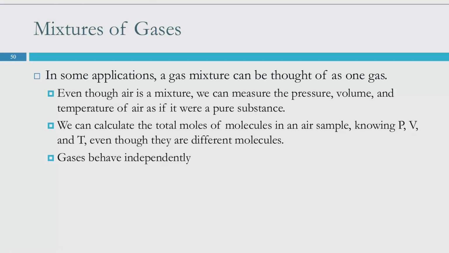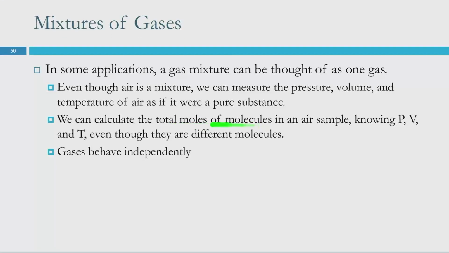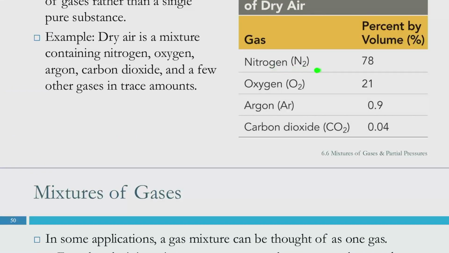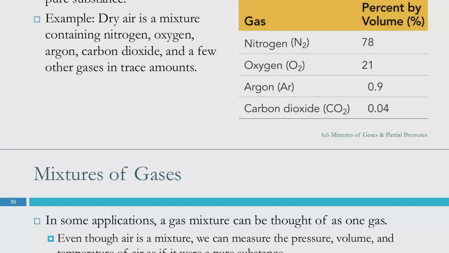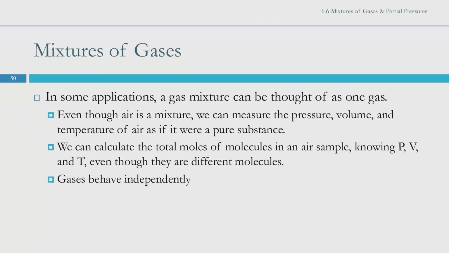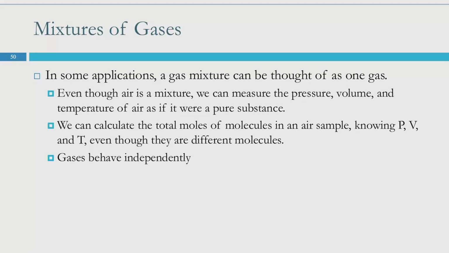In some applications, we can think of a gas mixture as one gas. So even though air is a mixture, we can measure pressure, volume, and temperature as if it was a pure substance. We can use our ideal gas law and get some pretty good approximations of the number of moles of molecules in an air sample, even though they're different molecules, because they don't really interact with each other. Nitrogen, for example, is really inert. Argon's really inert. Carbon dioxide, really inert. So they're not really interacting with each other probably all that much. Oxygen, also in this context, inert.